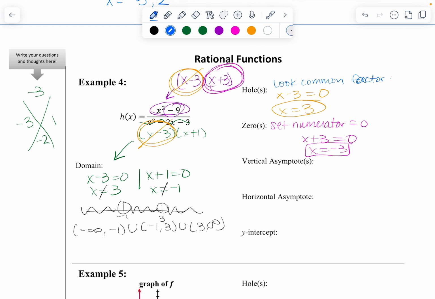Remember, vertical asymptotes go hand in hand with the domain. They're kind of exact opposites. So because I know it cannot be 3 and negative 1 as the domain, those are my vertical asymptotes, where there's not a hole, I should say. Because there was a hole at 3, we're not going to use that one, but we can say, hey, there's a vertical asymptote here at x equals negative 1.